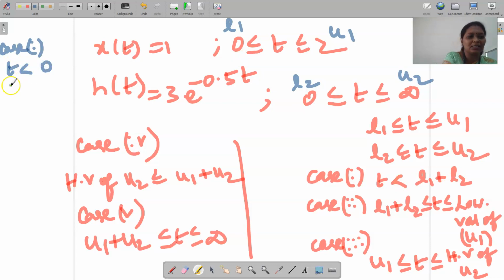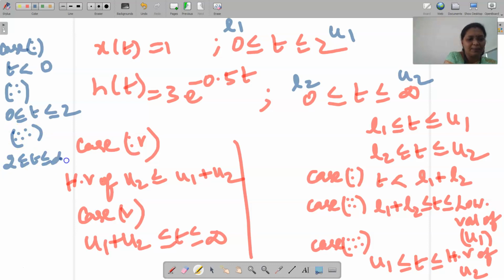And the second case is L1 plus L2 to lower value of upper limit. When I see the upper limit, here it is 2, here it is infinity, which is the lower value? 2 is the lower value. So the second case will be 0 to 2. And the third case is lower value of upper limit to higher value of upper limit, so it will be from 2 to infinity. Once you have reached infinity, you can stop your cases.